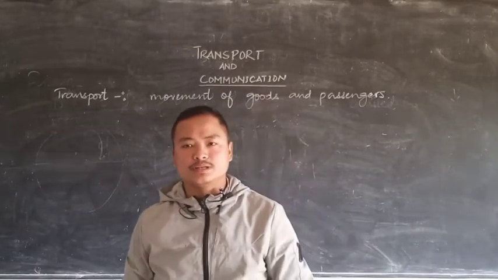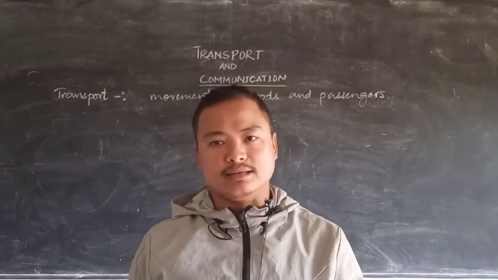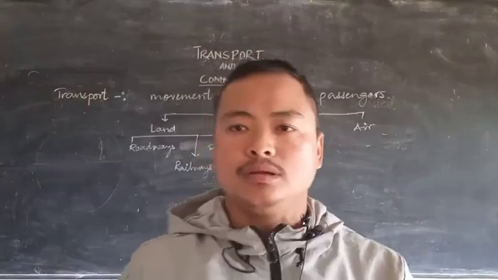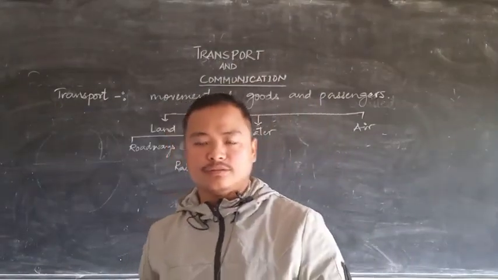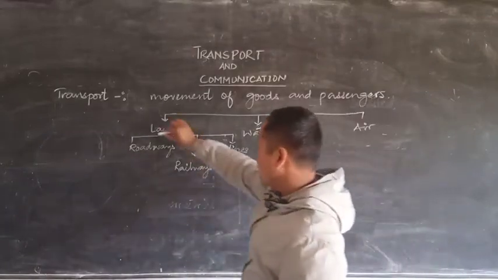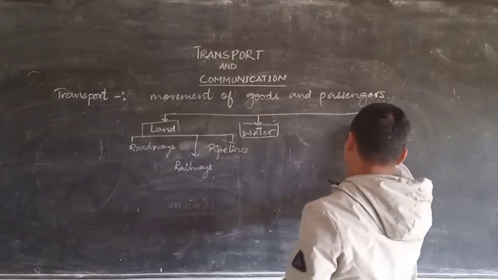So transportation is broadly classified into three different types. One is land, then water and air. So the broad classification of transportation we see is land, water and air. Land transport, water transport and air transport.